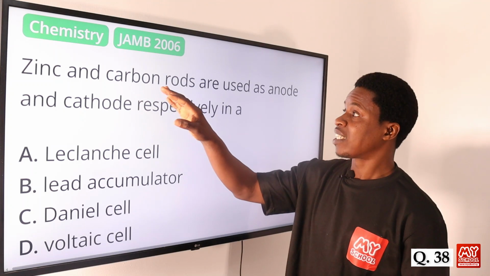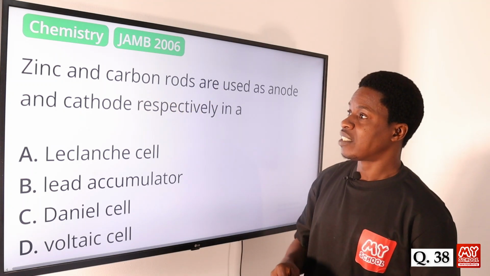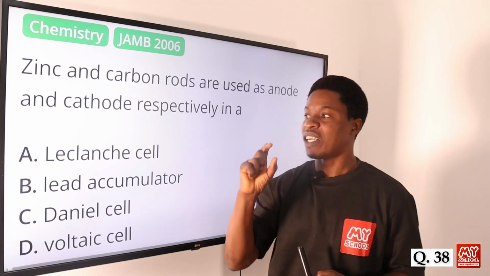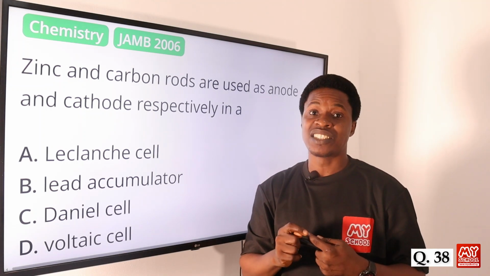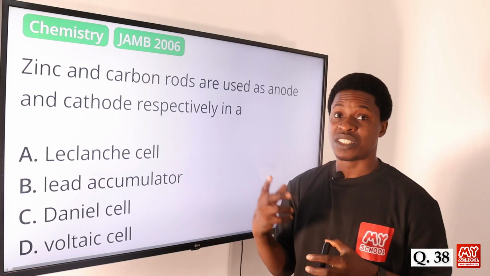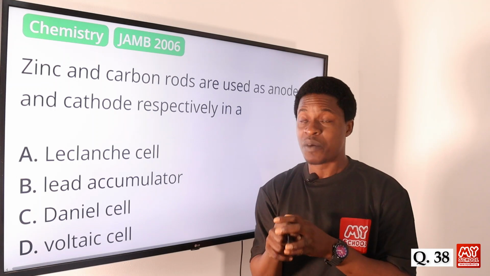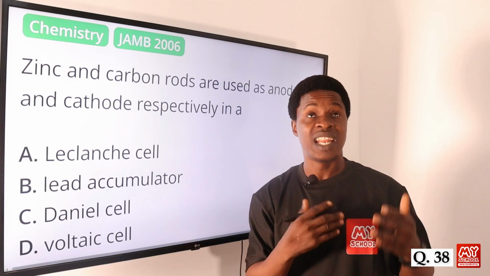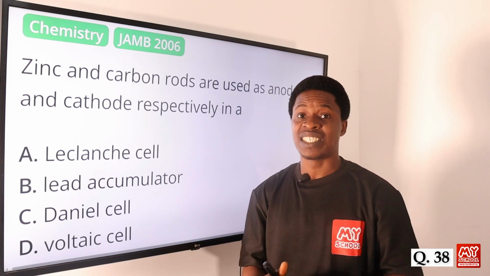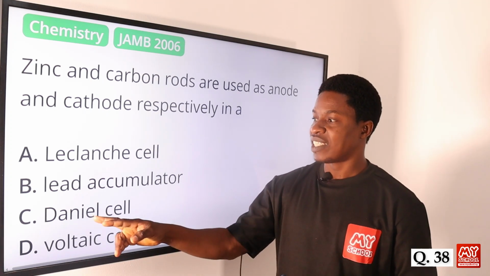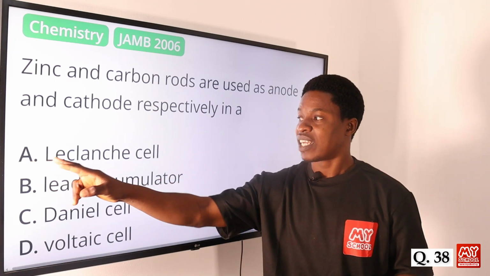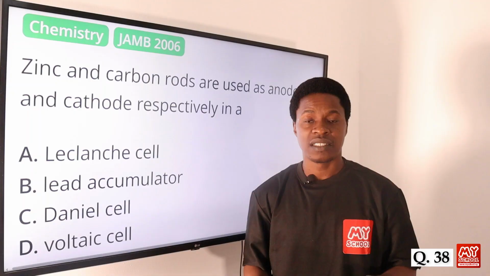Usually the zinc and carbon rods are used: we have the zinc at the anode and carbon at the cathode for what we call the Leclanche cell. In the Leclanche cell, the zinc is always the anode while the carbon is always the cathode, because it is not reactive. The electrolyte is ammonium chloride. The paste of ammonium chloride is what is used as the electrolyte. If it were the Daniel cell, it should have been zinc and copper. So the correct answer here is the Leclanche cell, option A.